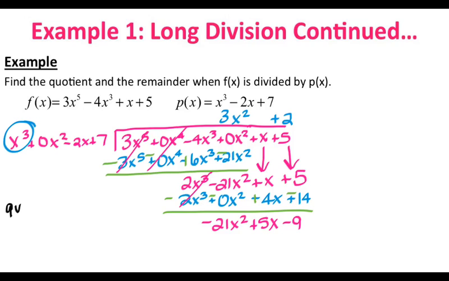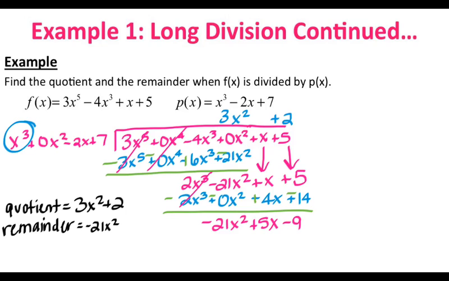So my quotient is 3x squared plus 2. And my remainder is negative 21x squared plus 5x plus 9. And that is our final answer.